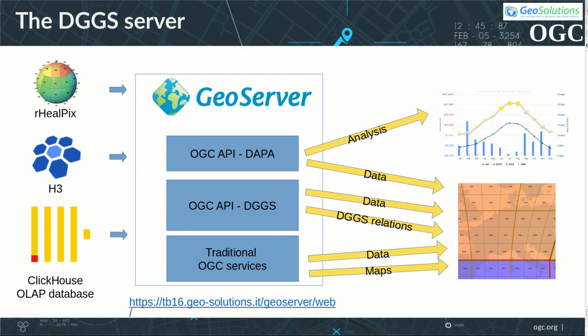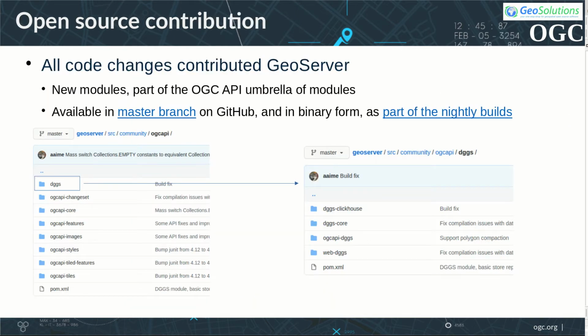GeoSolutions used GeoServer to support the Testbed 16 goals. New modules have been developed using the RealPix and H3 libraries, as well as the ClickHouse database. DGGSs have been exposed via traditional OGC services, via a dedicated DGGS API, as well as a DAPA API. Overall, these implementations support the visualization, download, navigation, and analysis on top of DGGS data.